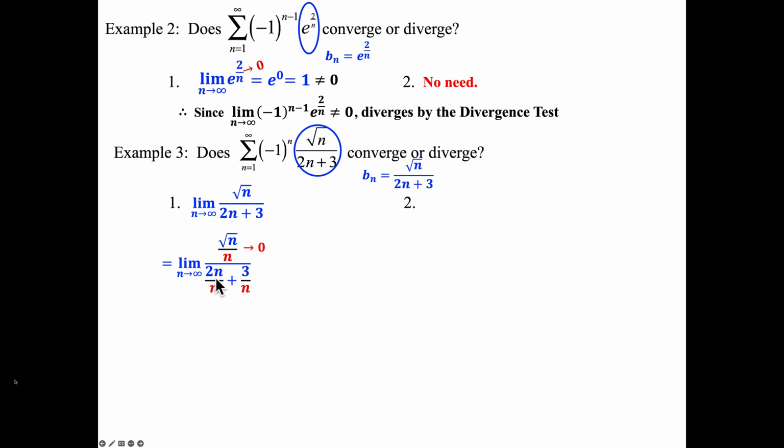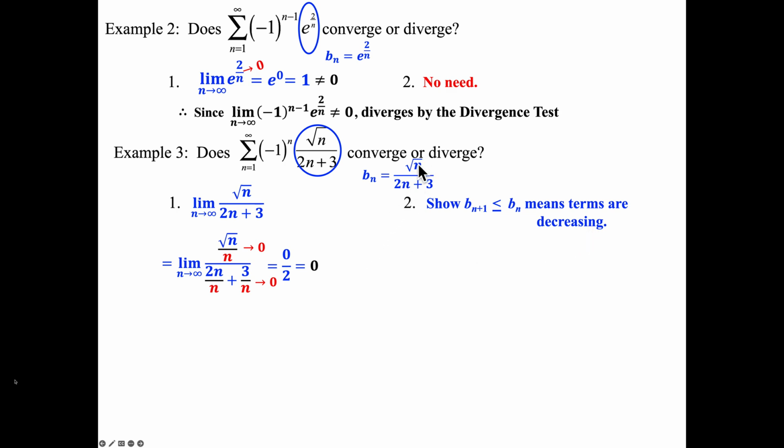This is going to approach 2. This is going to approach 0. So 0 over 2 is 0. We made condition 1 true. Now we have to do b sub n plus 1. Is that going to be less than or equal to b sub n? So this means that they're going to be decreasing.